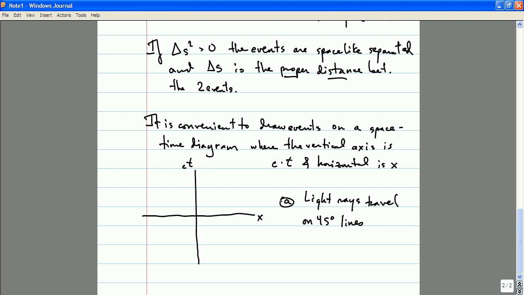So, for example, if you have one event at the origin, let's say that event is me turning on a light bulb, then the light rays will travel out along these 45-degree lines.